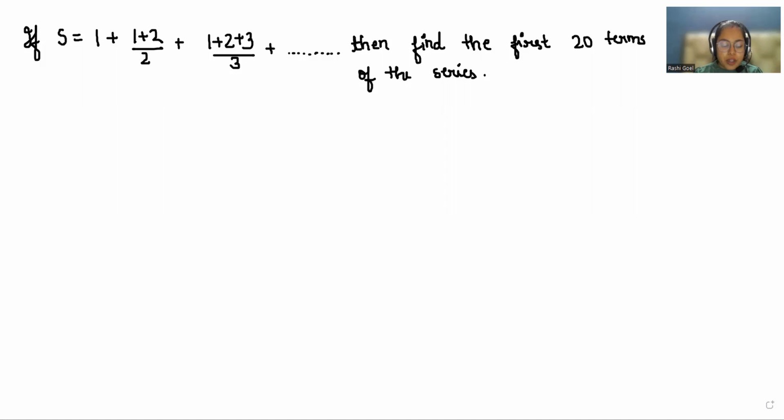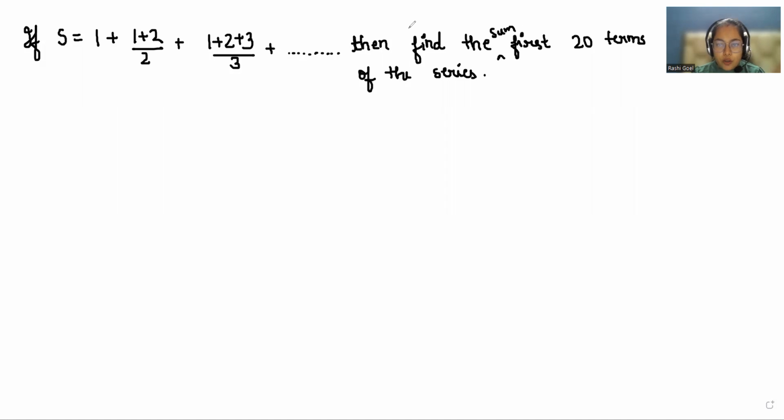My name is Rashi Goel, and in this video we are going to find S, where S is equal to 1 plus (1 plus 2)/2 plus (1 plus 2 plus 3)/3 plus so on, and we have to find the sum of the first 20 terms of the series.